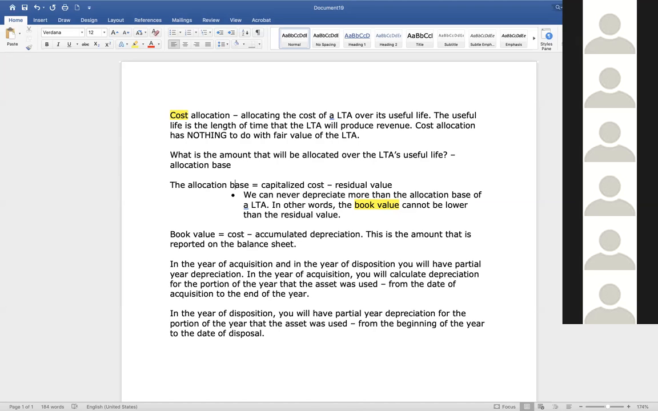We need to be careful with units of activity to make sure that we don't depreciate more than the allocation base. I gave you the example of what if we estimated 100,000 units would be produced, but it ended up being 110,000. We would have to make sure that in that last year of depreciation we did not take the full amount of the depreciation. Look on page 578.